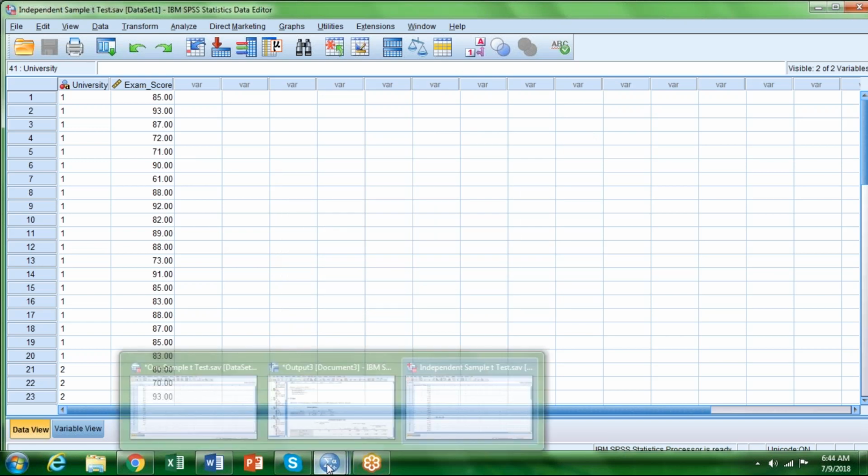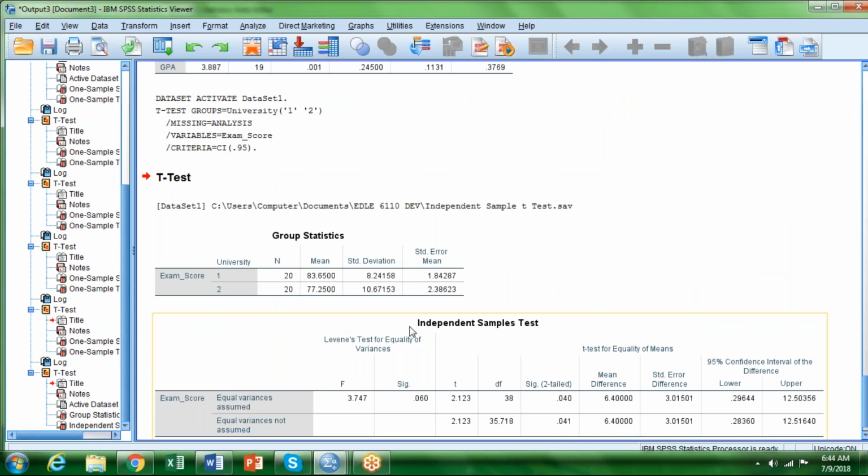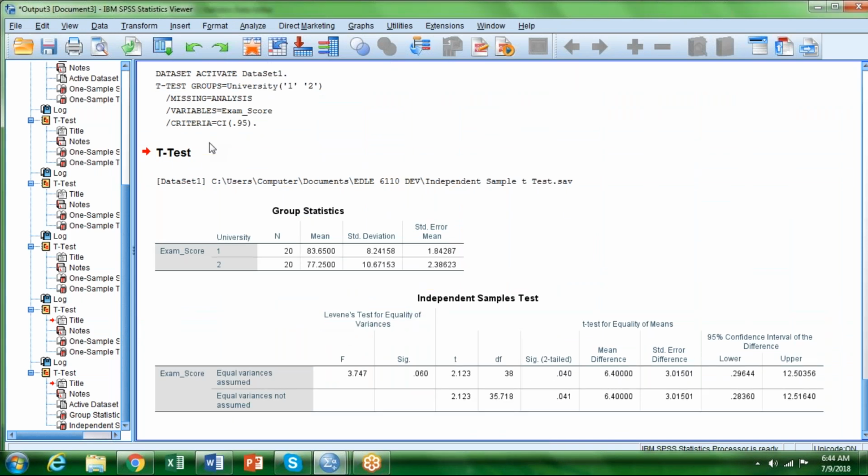And look at our output. Here's our t-test. Here are our group statistics showing us that our exam scores come under University A, University B. Each one of them has an N of 20. The mean of University A is 83.65. The mean of University B is 77.25. There's a standard deviation. So in University A, the scores are closer together, and in University B, the scores are further apart. And also you see the standard error, 1.84 and 2.38.